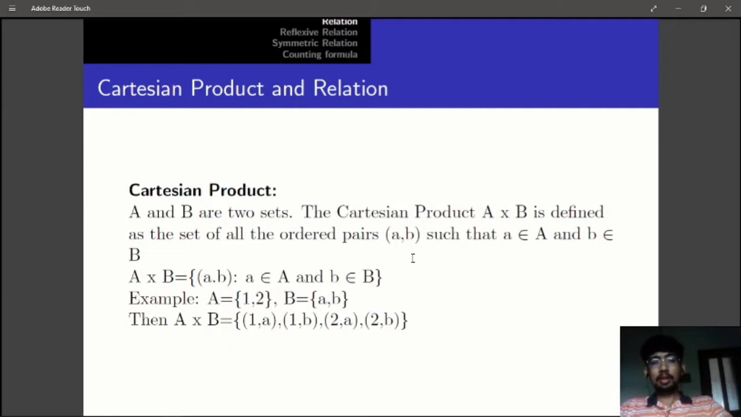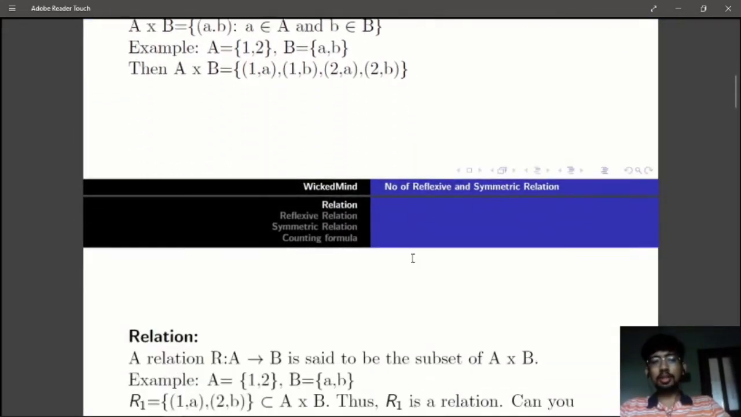Next, I've taken an example. I've taken the set A as {1, 2} and B equals {a, b}. Then I have taken the Cartesian product. So A cross B will be the ordered pairs (1, a), (1, b), (2, a), (2, b). Done.